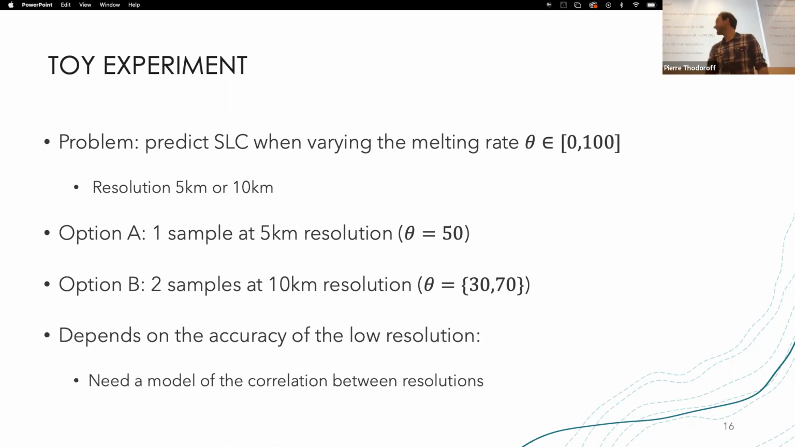And obviously the answer depends on the accuracy of the low resolution. So what it really means is that you need a model of the correlation between resolutions to be able to answer those kinds of questions of what is the right resolution. You need to be able to quantify how accurate the low resolution is versus the high resolution. Does it make sense so far? Everybody good? Yeah, great.